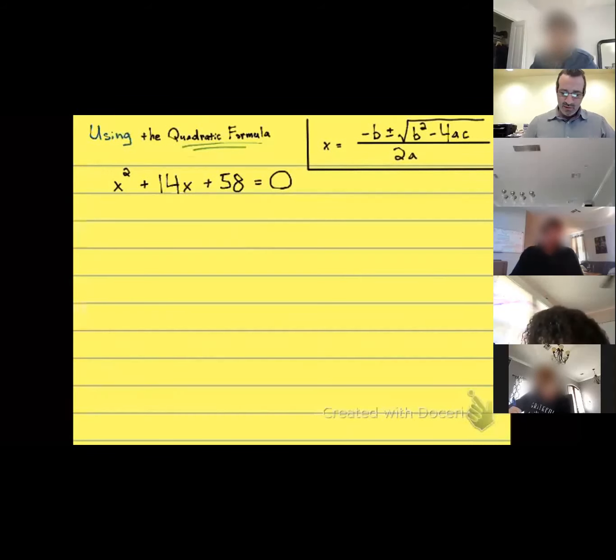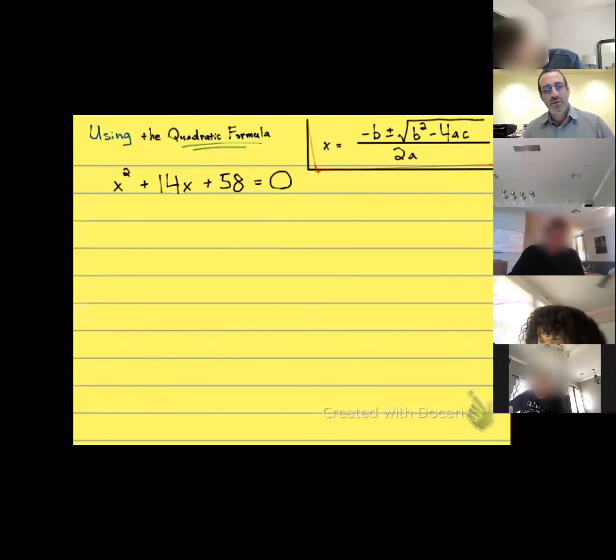Here we go. Use the quadratic formula. The quadratic formula is provided for us over here on the right. All we need to know is what the A, the B, and the C are, and we're going to plug them right in. We'll plug them in here, here, here, here, and here. And then it's calculator work.